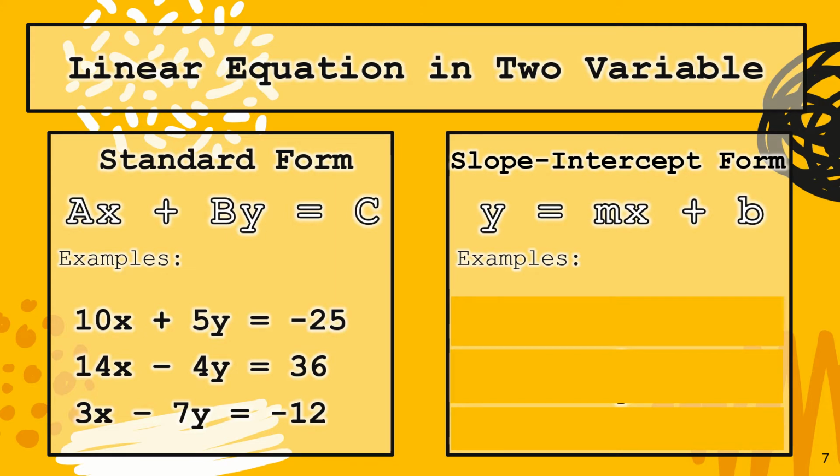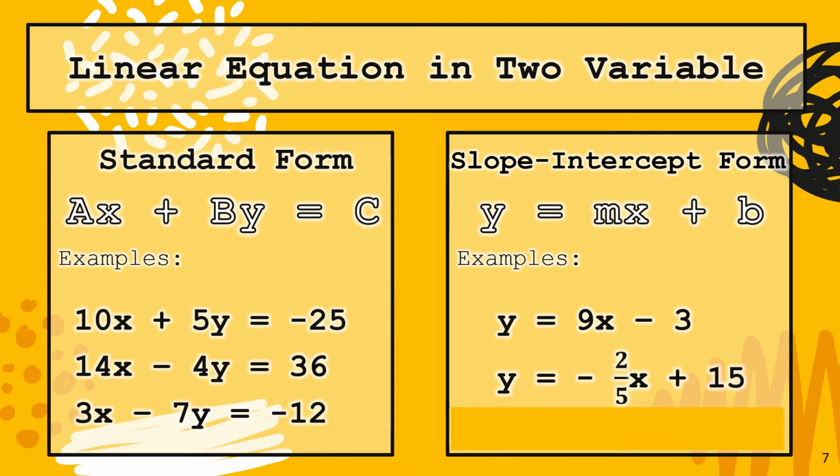Let's have some examples of equation under slope-intercept form. We have y = 9x - 3. Y = -2/5 x + 15. Yes, it is possible to have a fraction in our slope or in the value of variable m, because slope is also known as rise over run.